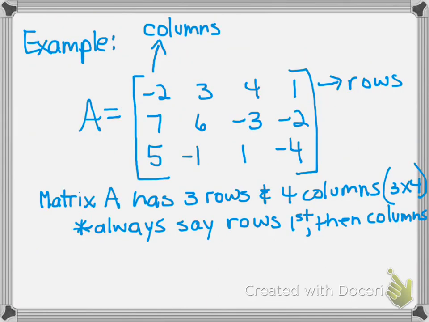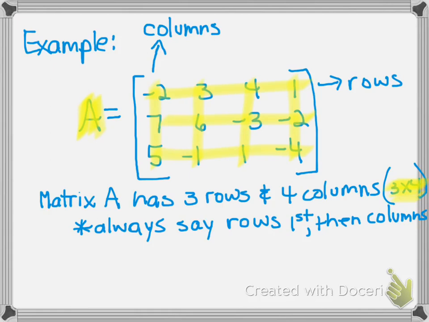Here's an example of a matrix. This particular matrix is titled capital A. It is made up of columns and rows. So matrix A has 3 rows and 4 columns, so it's a 3 by 4 matrix. This is very important right here. And you need to be able to see that and say, oh, it has 3 rows and 4 columns without looking at the matrix. You always say your rows first, then your columns.